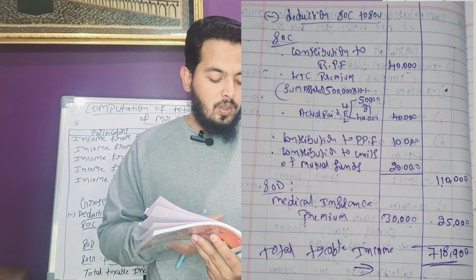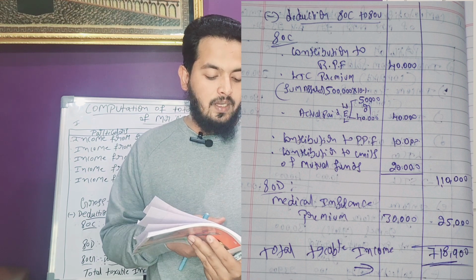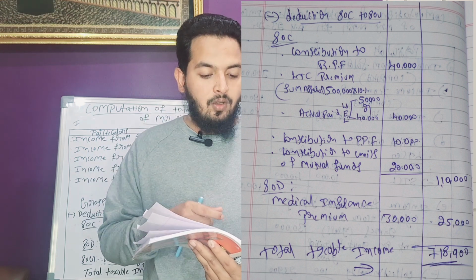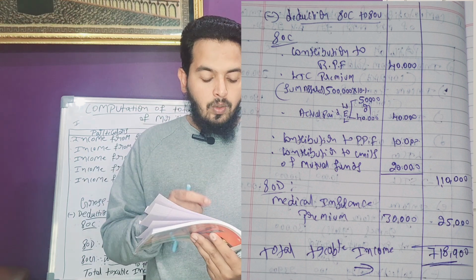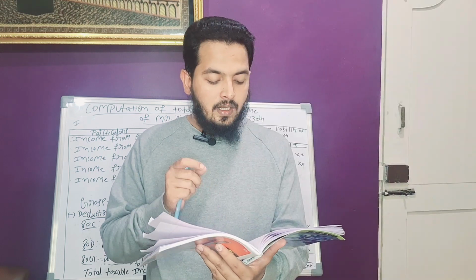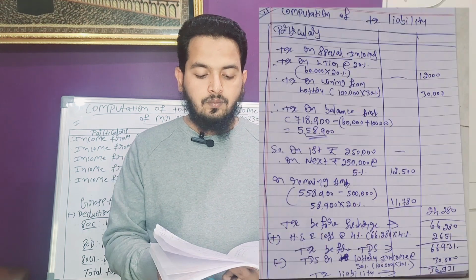80D medical insurance premium rupees 30,000 they have given, but only 25,000 deduction they can claim. So if you do all this calculation, you are going to get 7,18,900. This is known as total taxable income.